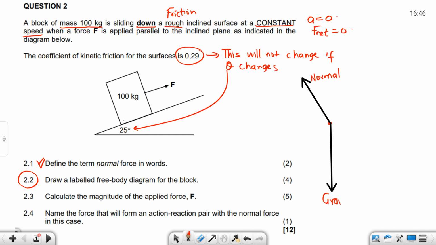Now, I want to do something here. Force applied. Where is it acting? Is it up the plane or down the plane? I need you to respond on the group. Up the plane or down the plane?